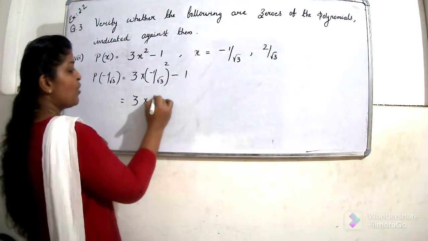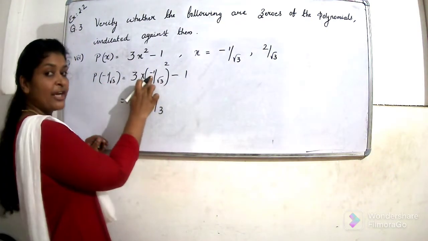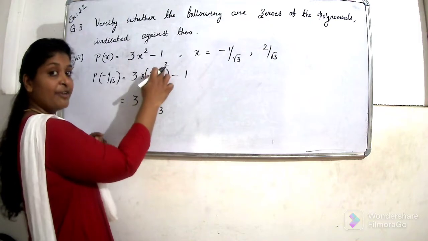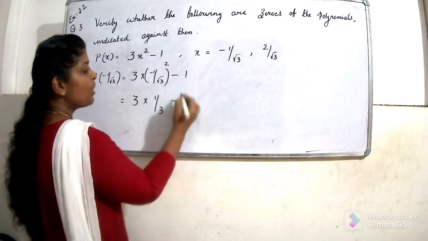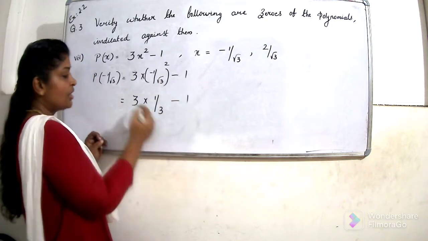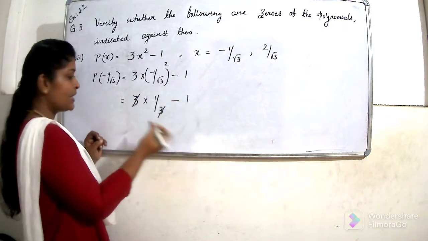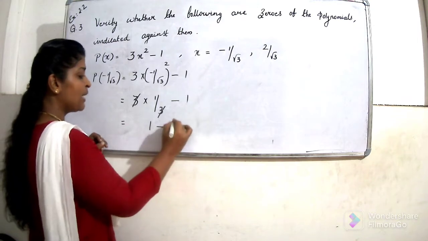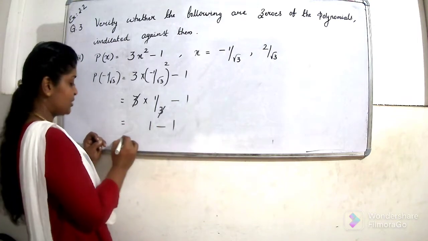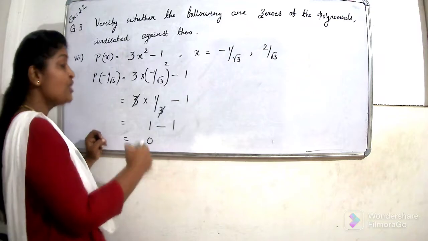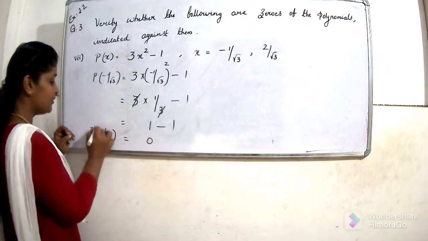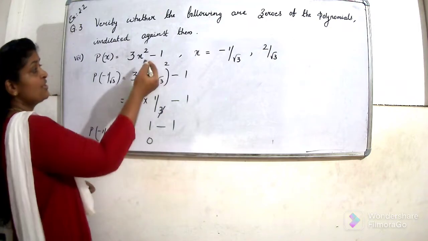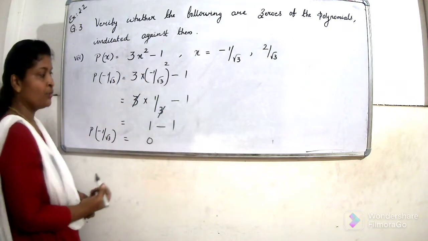Into 1 by 3, because if a negative sign has an even power, it is positive. So 1 by 3. Now the balance one minus 1. Now we know these two 3's will cancel out. What is balance? 1 minus 1, and in subtraction the answer is 0. So we can say P of negative 1 by root 3 is the 0 of this polynomial.